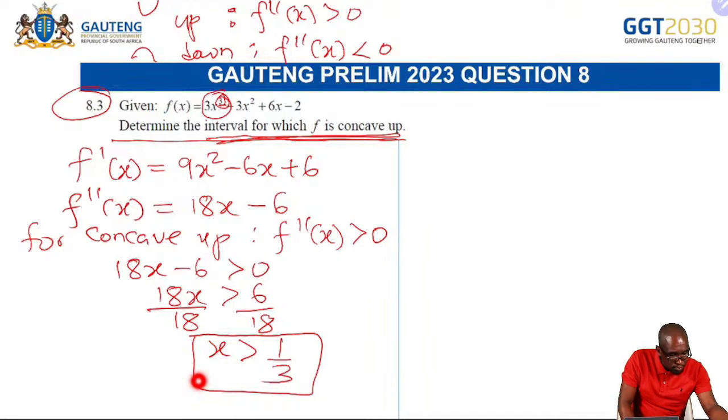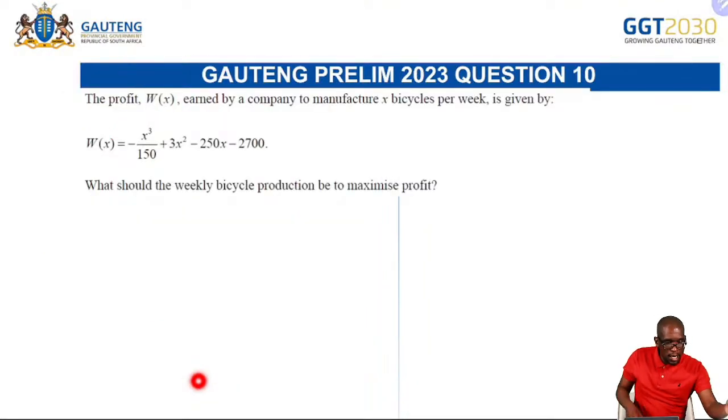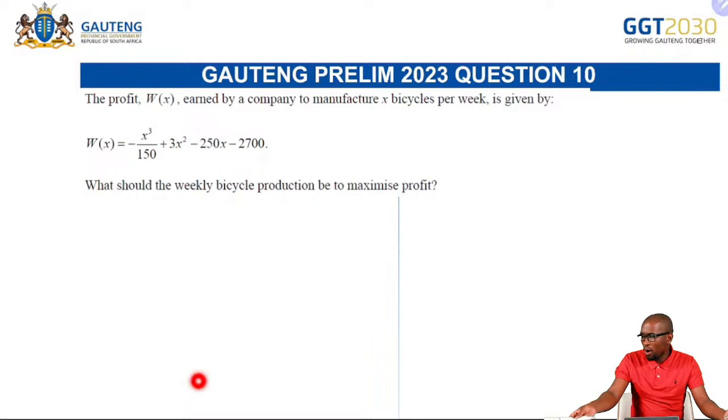Right. Now we're going to look at the last question. The last question which I'm going to cover for this lesson would be a question on optimization that you were actually given on your exam paper. I want us to zoom into that question.